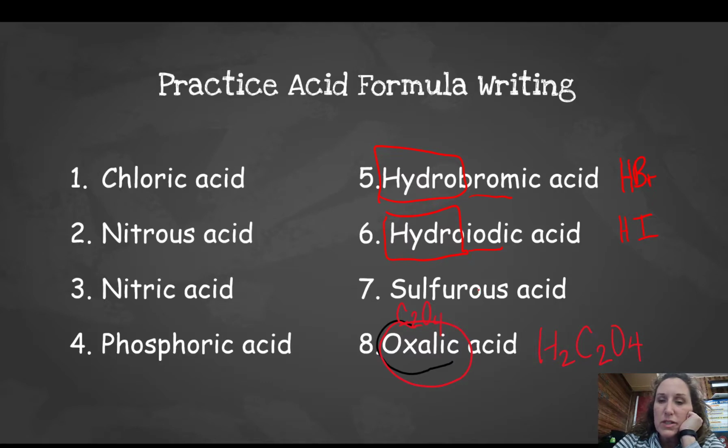Then sulfurous acid, we know because it's ous that we're looking on our polyatomic ion chart for an ite. So we're looking at sulfite, which is SO3, and it is a -2 charge, which means we have a subscript of 2.